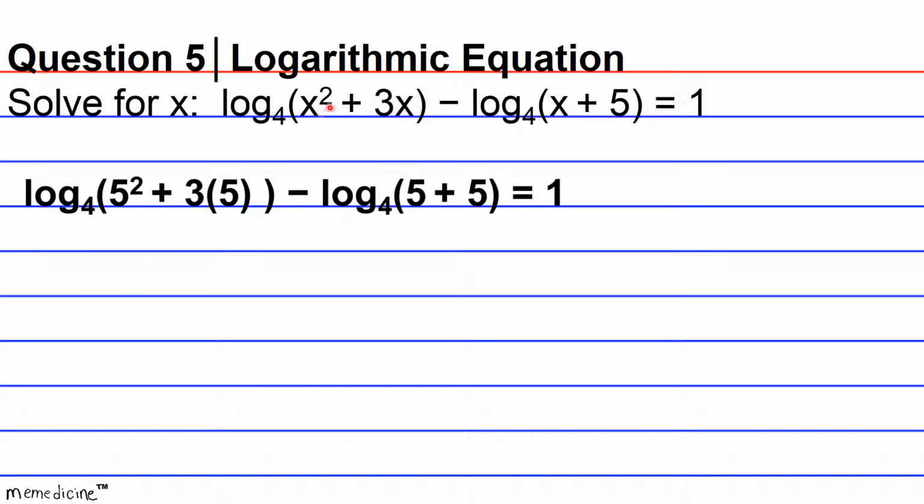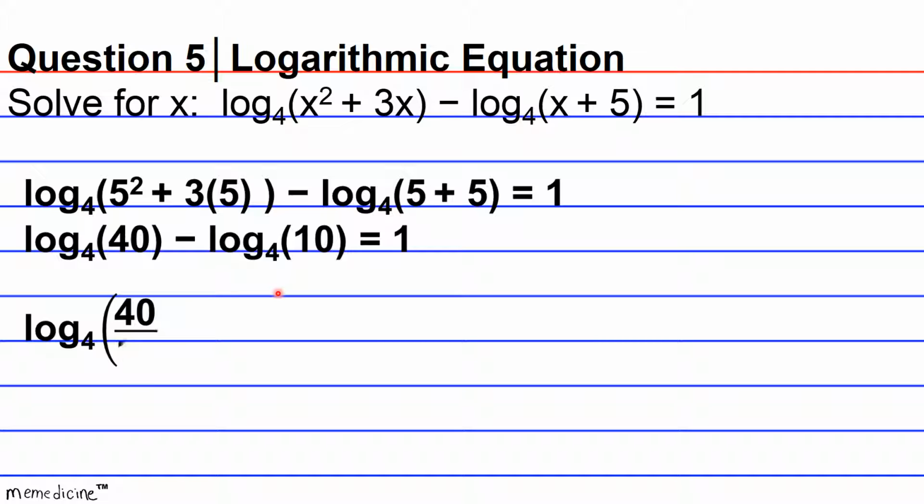So when we plug 5 in for the value of x, we get the log base 4 of 5 squared, or 25, plus 3 times 5, which is 15, so this should be 40 over here, minus the log base 4 of 5 plus 5, and when you evaluate this, it's going to be a 10, is equivalent to 1. Again, we apply the quotient rule of logarithms, where we combine the two separate logarithmic terms into one by taking the log base 4 of the quotient of 40 divided by 10. And we get that the log base 4 of 40 divided by 10 is equivalent to 1.